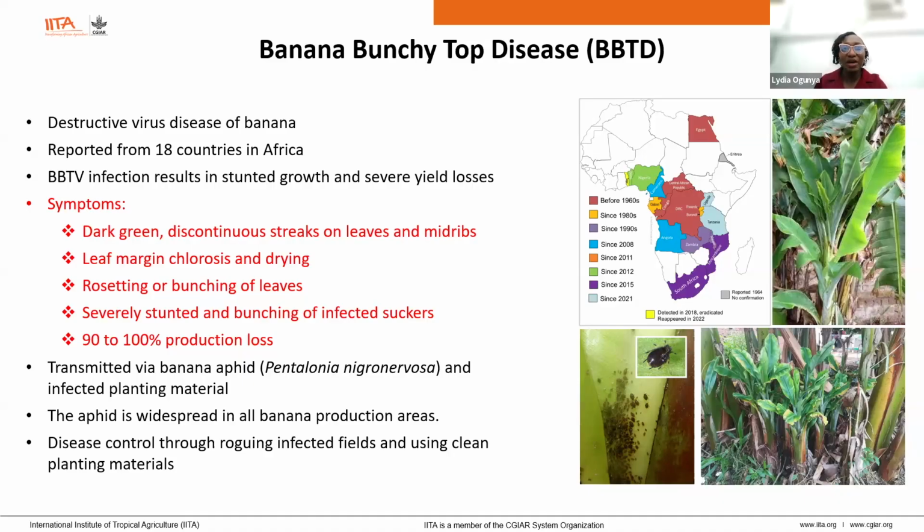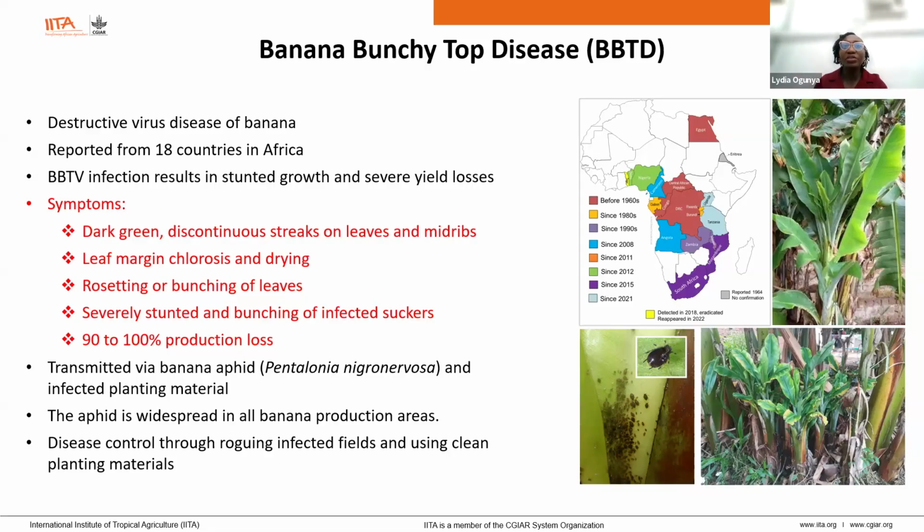There's basically no farmer that starts planting in a planting season with a mindset of having a yield loss, not to talk about 90 to 100 percent production loss. And then BBTD is transmitted via banana aphids, whose scientific name is Pentalonia nigronervosa, as well as infected planting material. The aphids are widespread in all banana producing areas.